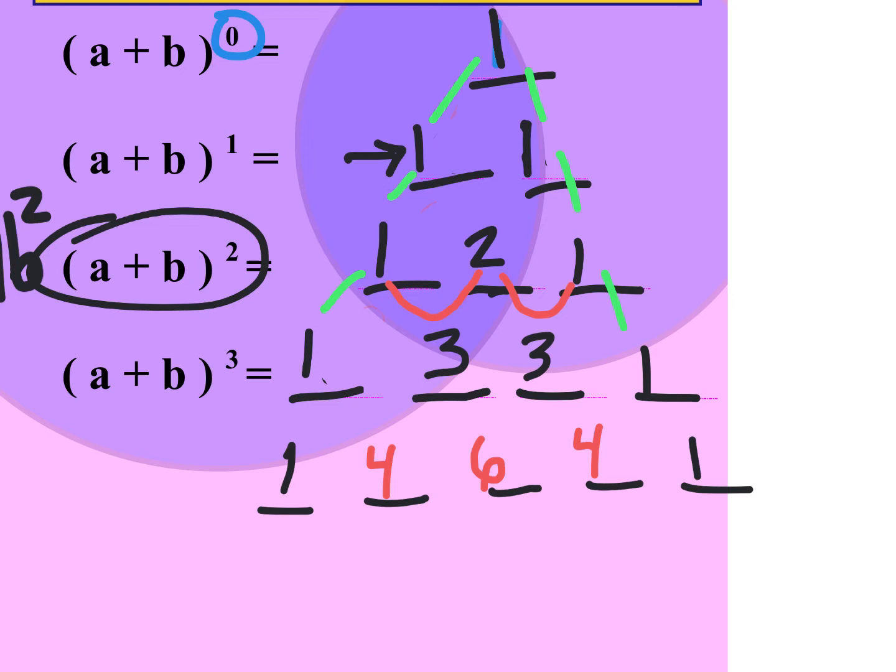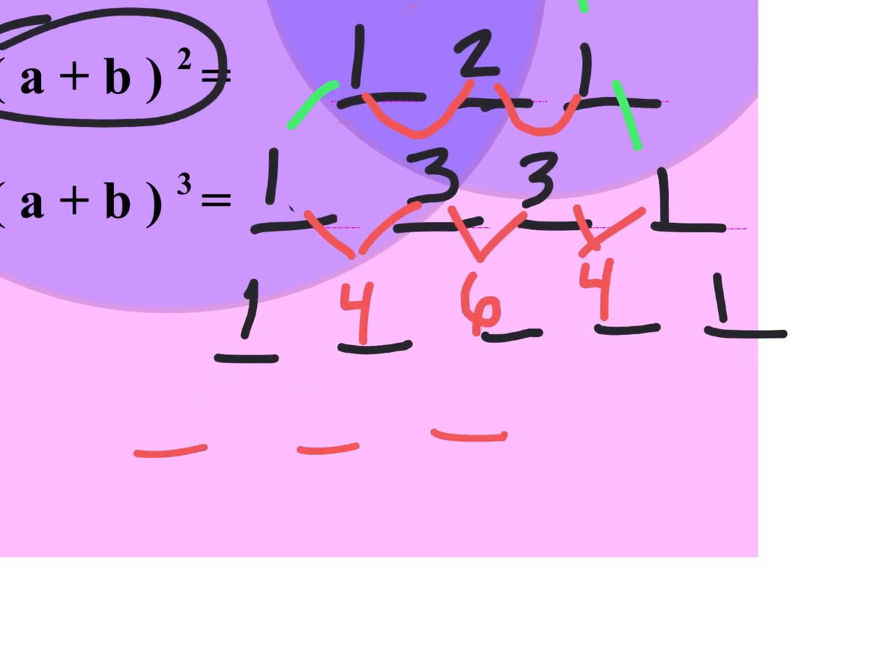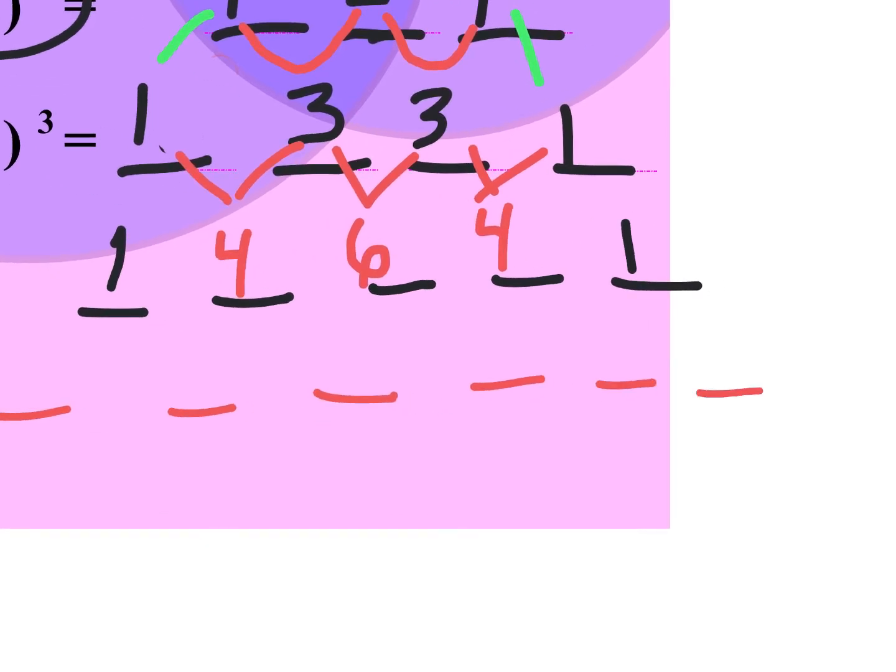All right, here's the pattern. Yeah, he just saw it. 1 plus the 3 makes the 4. 3 plus the 3 makes the 6. 3 plus the 1 makes the 4. All right, one more row of this. 1, 2, 3, 4, 5, 6 blanks. There's 1's all the way up and down the outside. And then 1 plus the 4 makes 5. 4 plus the 6 makes 10. 6 plus 4 makes 10. 4 plus 1 makes 5. There.